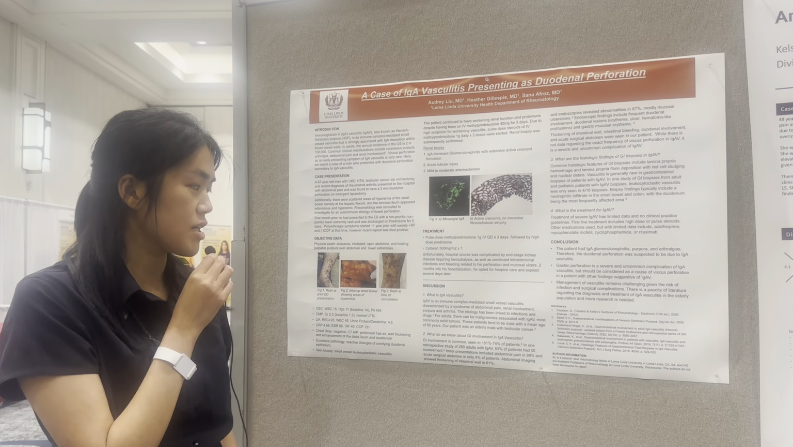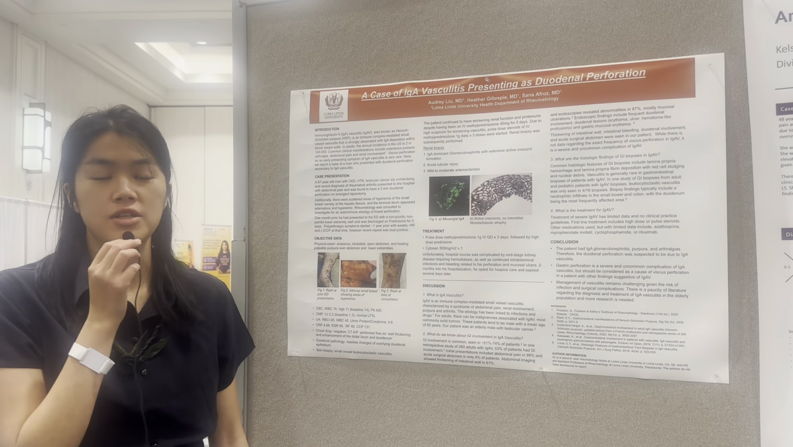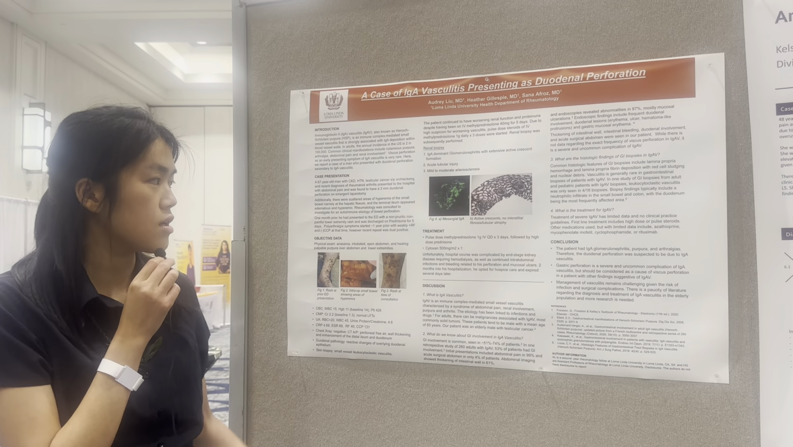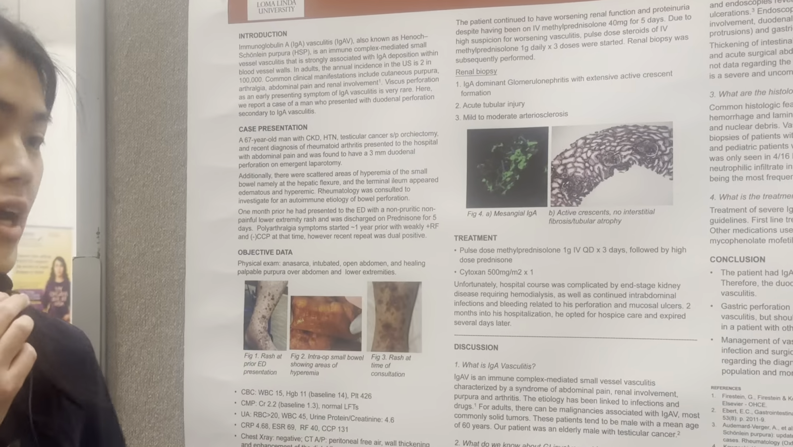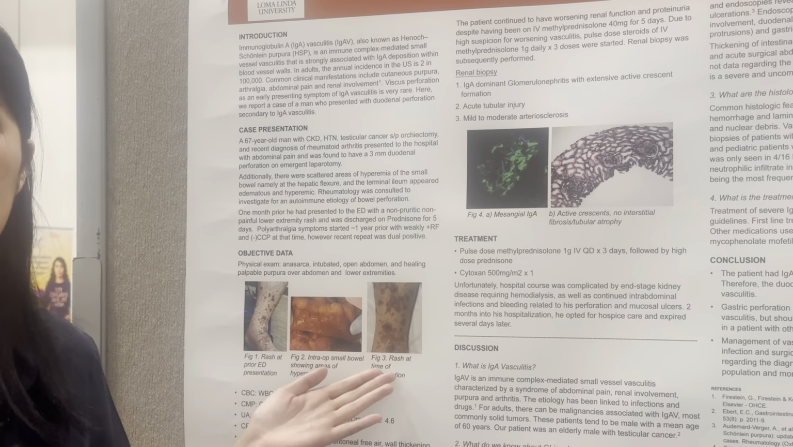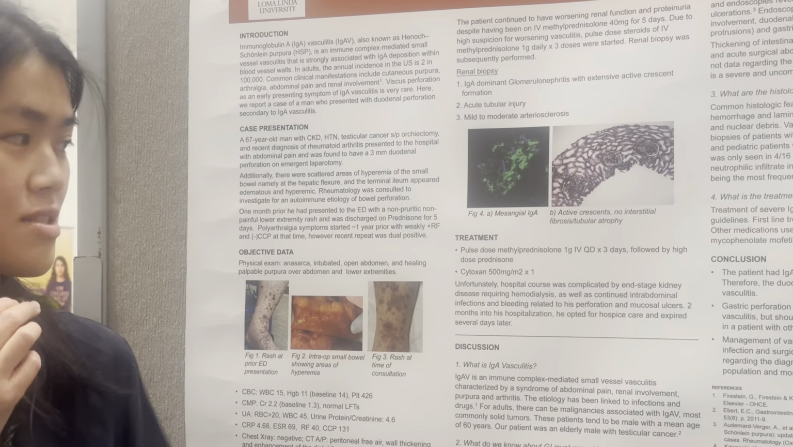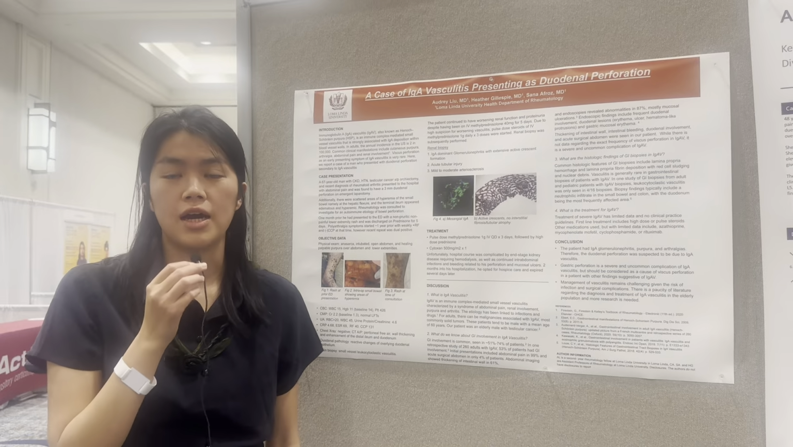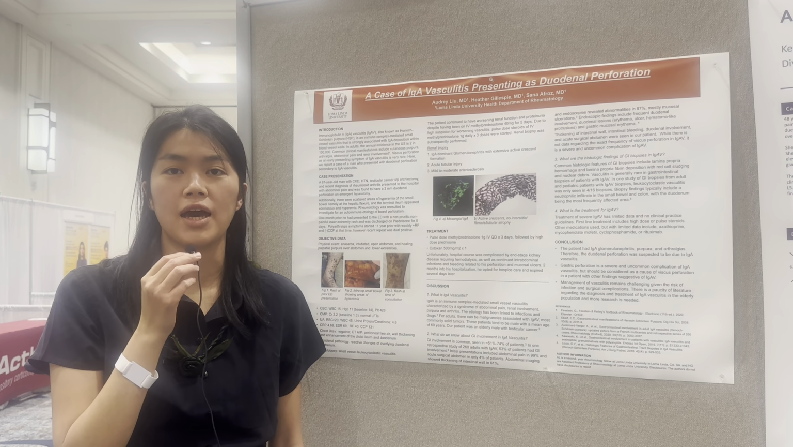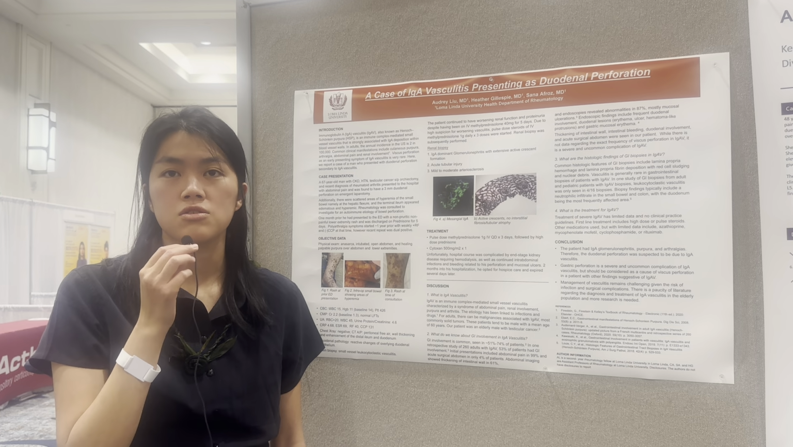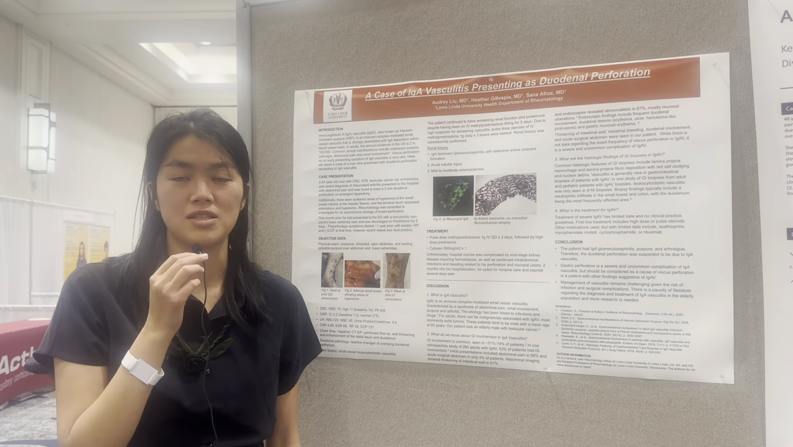He had further workup, which included a renal biopsy, which showed IgA deposition, and his rash showed a LCV, or leukocytoclastic vasculitis. In conclusion, this patient was diagnosed with IgA vasculitis. So I wanted to share what I learned about this case.